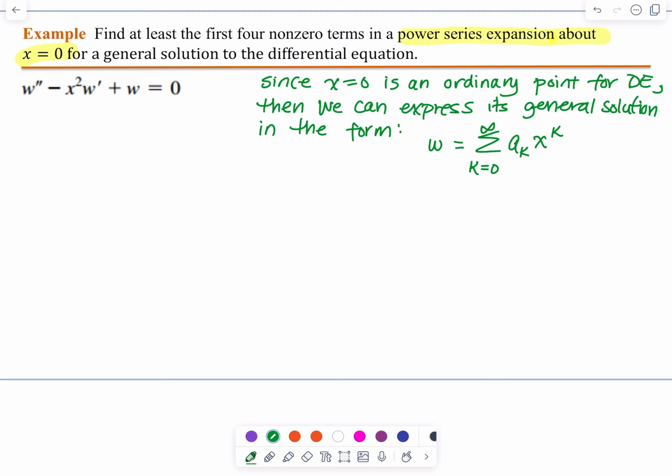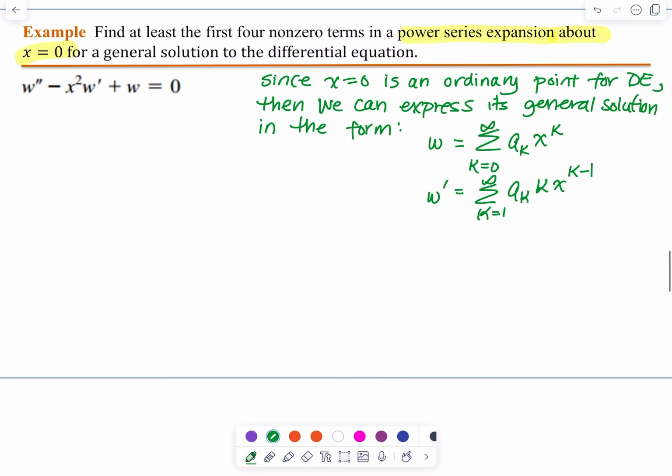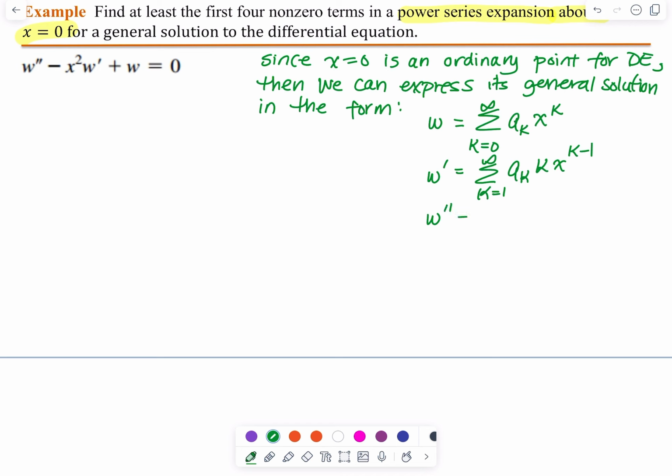Okay, so we have W prime is equal to the sum from k equal 1 to infinity of a sub k multiplied by k x to the k minus 1. And we have W double prime is equal to the sum from k equal 2 to infinity of a sub k multiplied by k minus 1 times x raised to the k minus 2 power. So we are going to take those and place them over here in our equation.